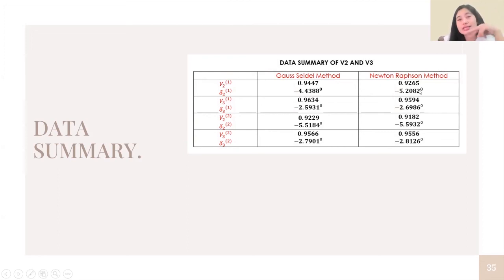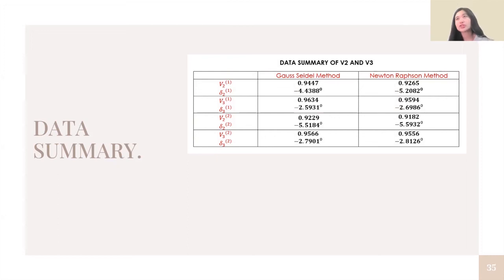So I think nagkaroon lang sila ng distinction because hindi tayo nag-store ng values sa calculator. We are dissecting it into 4 and we are rounding it up to 4 decimal numbers. So, ayun, maybe doon nagkatalo and mas mahaba yung process sa Newton-Raphson natin. So, maybe that's the case on why hindi sila tugmang-tugma.